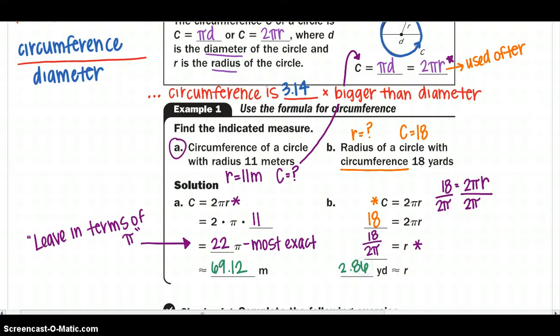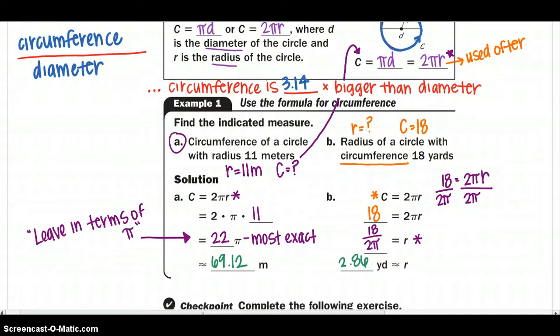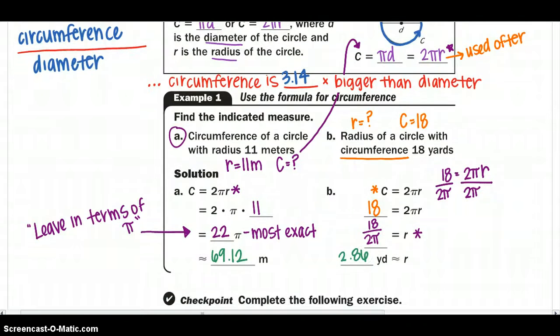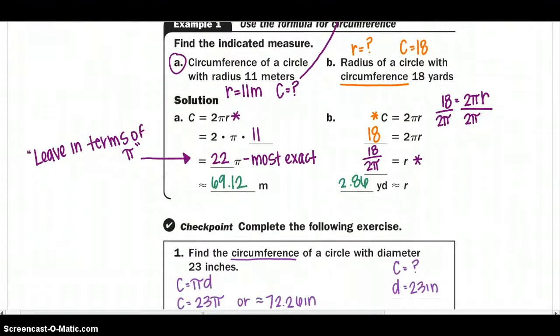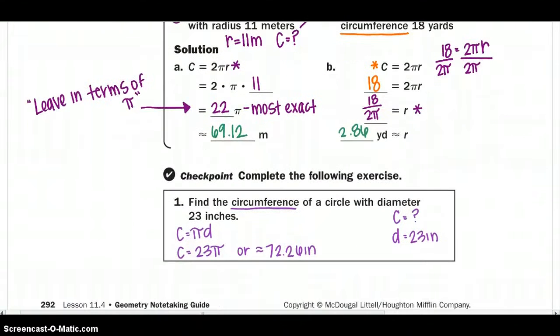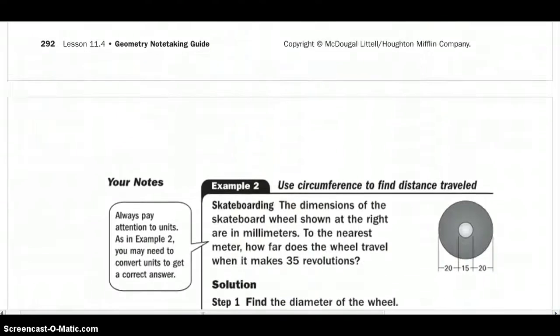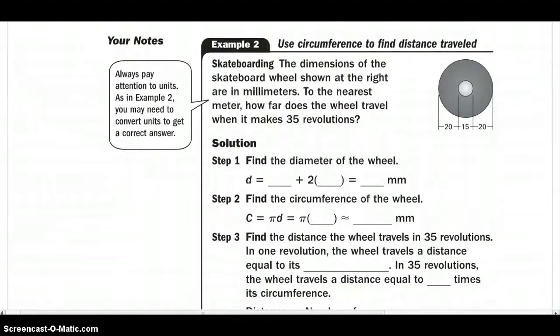So if you're having any trouble distinguishing which equation you can use or should use, you can just continue to get through some examples. If you want to stop now and do checkpoint number 1 and then check your answer with mine, that would be a great idea. Moving on to a word problem.